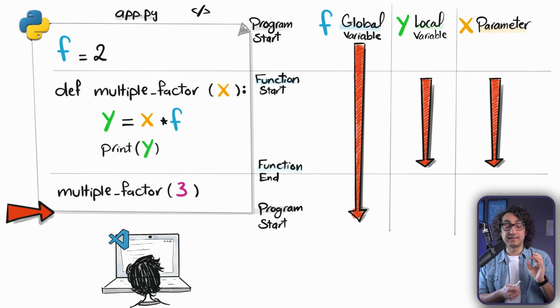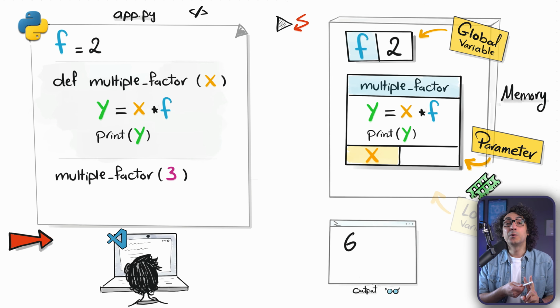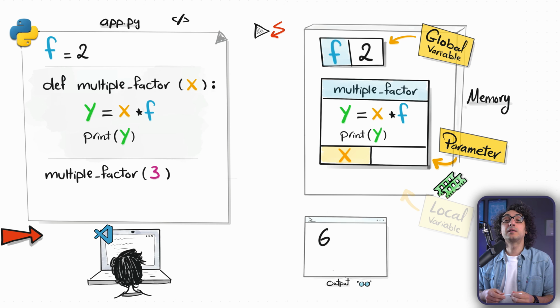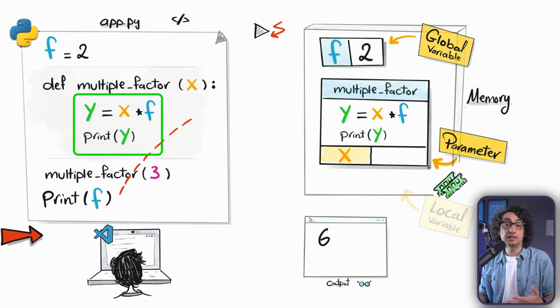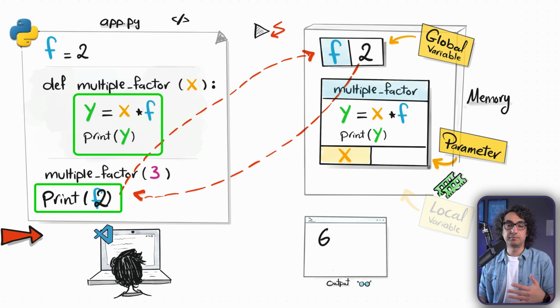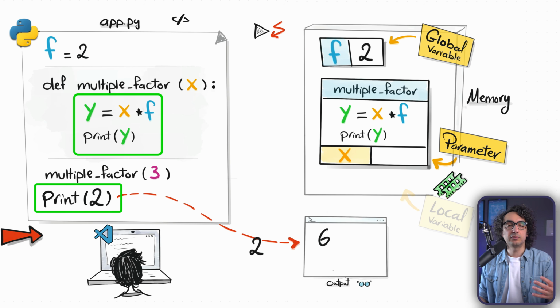The second point that is very critical to understand is how those things are accessed. Now, about the global variable, you can access it anywhere. In our example, inside the function, we accessed the global variable, and as well outside the function. Like for example, if you say print f, you will not get any errors and you can access its value.